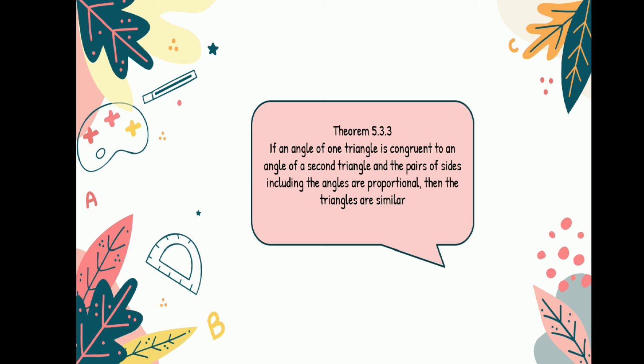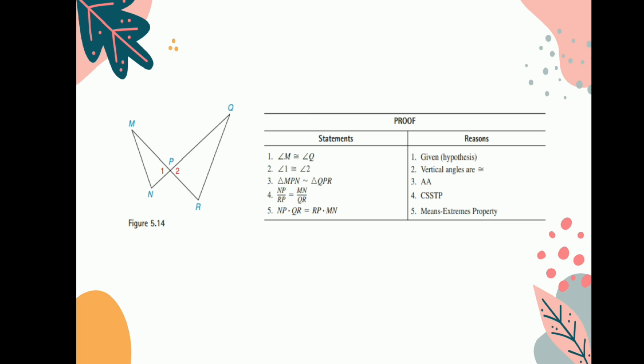Theorem 5.3.3. If an angle of one triangle is congruent to an angle of a second triangle and the pairs of sides including the angle are proportional, then the triangles are similar. We can look at figure 5.14. We want to prove it, with 5 statements and their reasons.